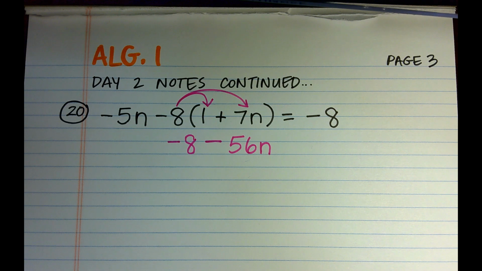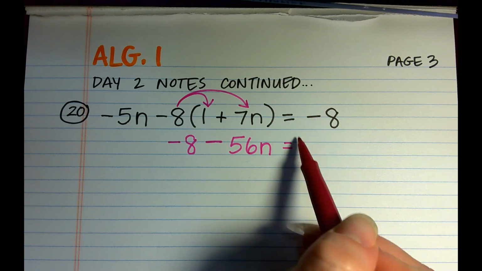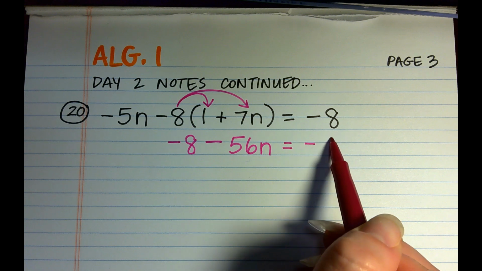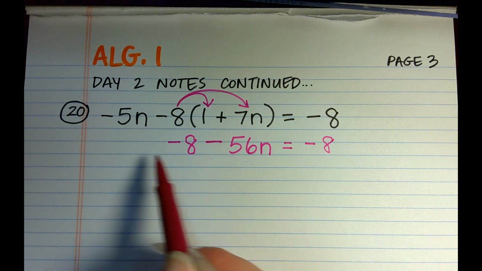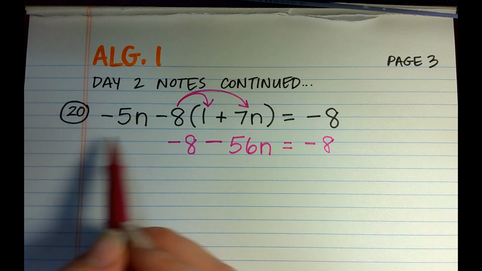What do I need to do next? Bring everything else down. Now, I'm going to bring my equal sign down. On the other side of the equal sign, all I have is negative 8. Do I have everything over here? Nope, I'm missing my negative 5n.